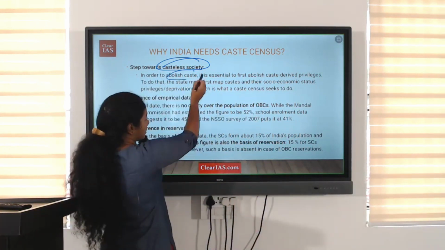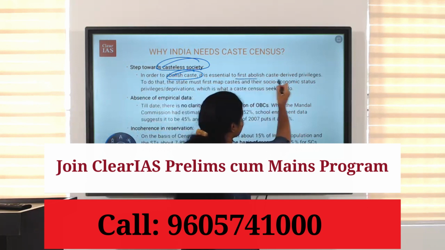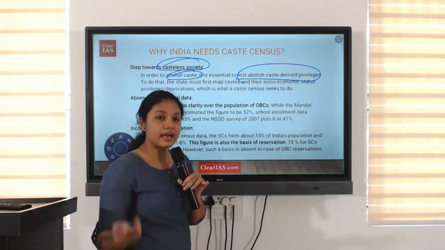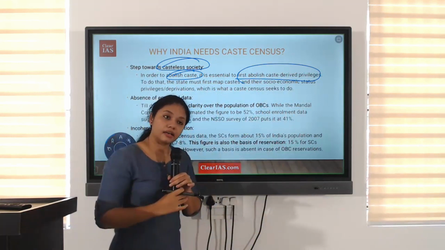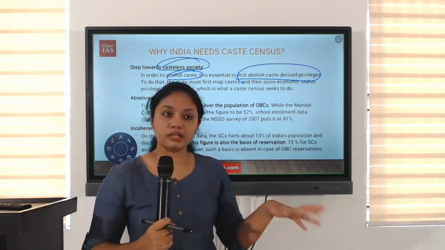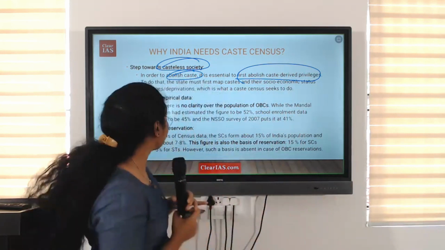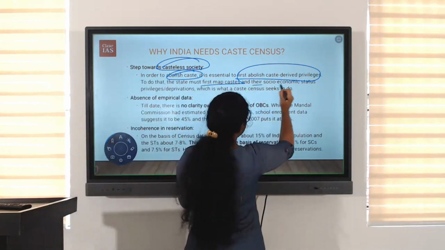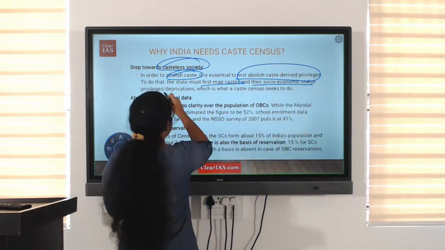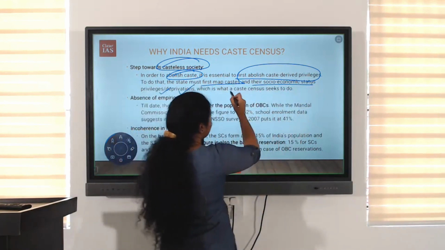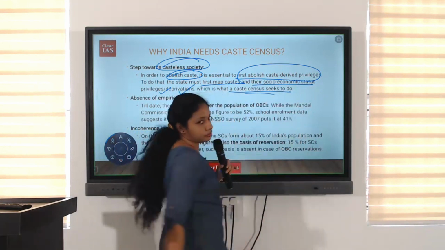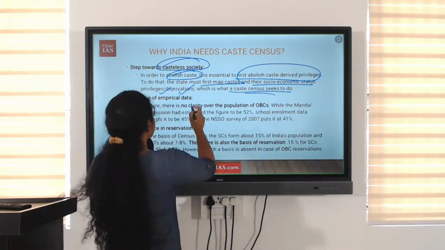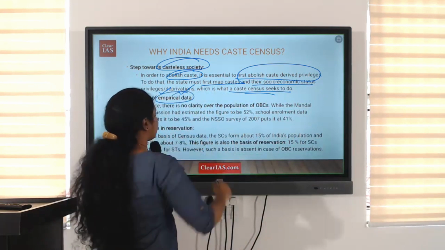In order to abolish caste, it is essential to first abolish caste-derived privileges as well as their nuances, meaning their limitations also. To do that, the state must first map their caste and their socio-economic status, privileges or deprivations, which is what a caste census seeks to do. Clear? Okay.